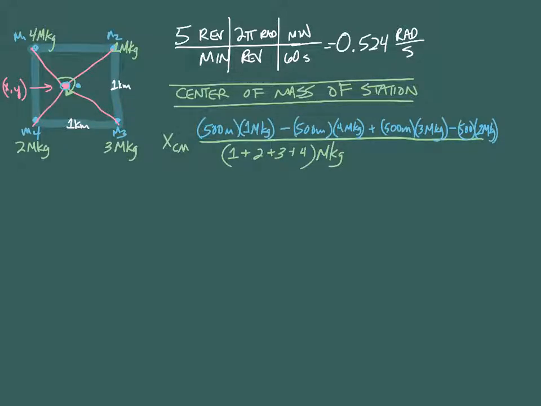So if you do all of that number crunching, I'm going to get an x center of mass that is negative 100 meters. All right? So I now know that the center of mass is minus 100. Now, what am I going to do with that? Good question. Glad you asked. So I'm going to kind of redraw my square.